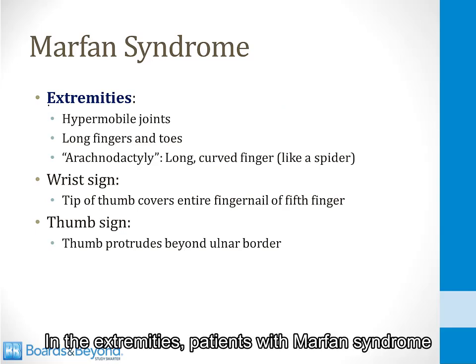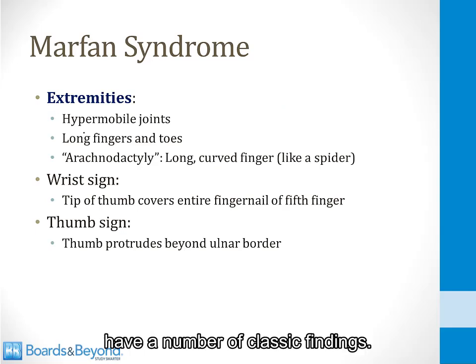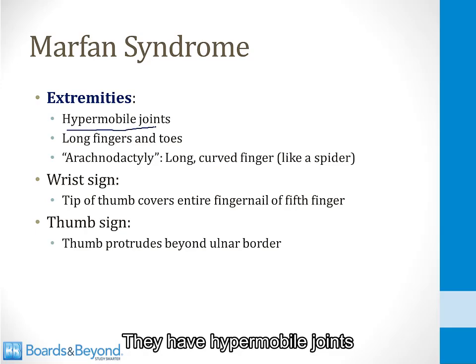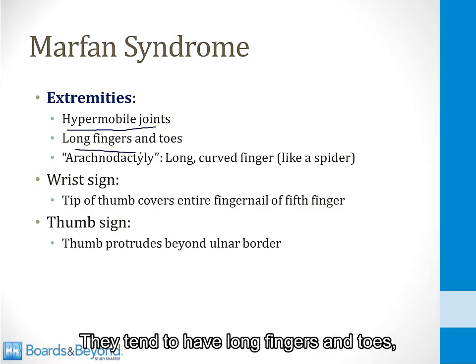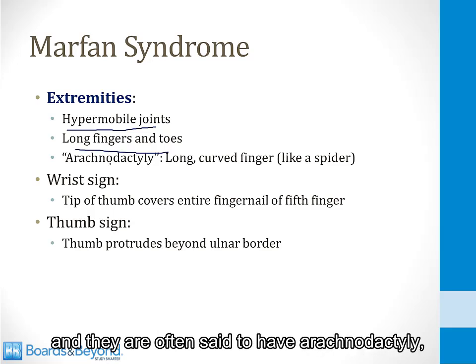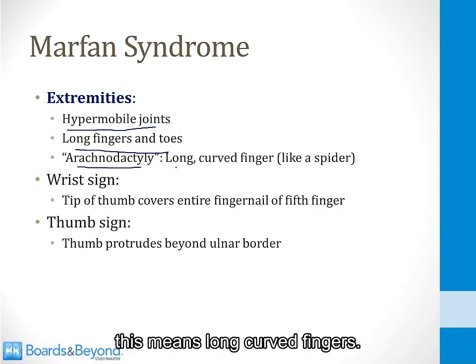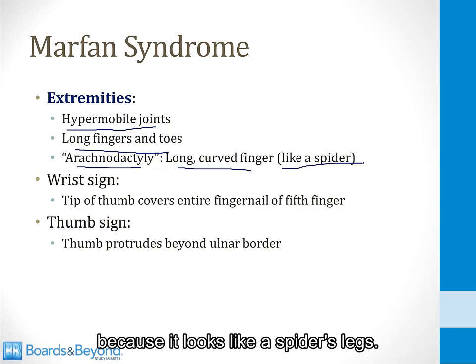In the extremities, patients with Marfan syndrome have a number of classic findings. They have hypermobile joints that share some similarities with Ehlers-Danlos. They tend to have long fingers and toes, and they are often said to have arachnodactyly. This means long, curved fingers. It gets the name arachno because it looks like a spider's legs.